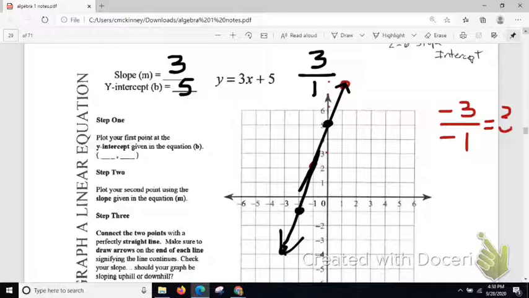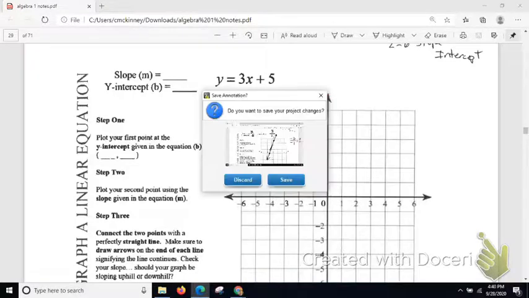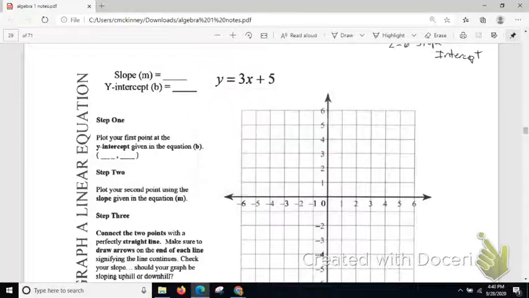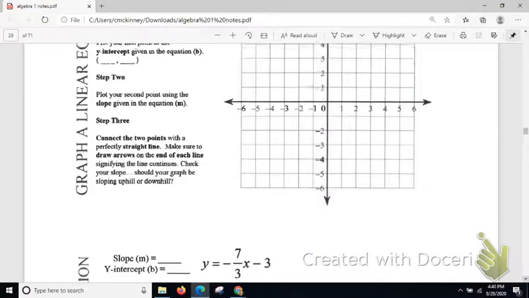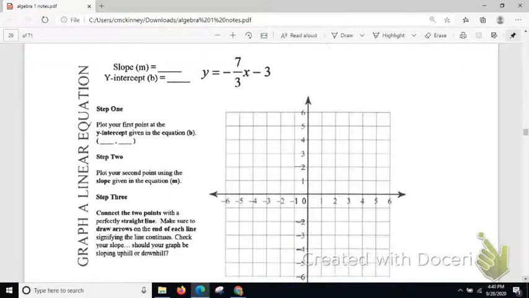So to get positive slope, what I want to do is go up and to the right. But I can also go down and left, and that would still make the slope positive. So this one, my slope is negative 7/3. So that's my m. So if they just ask me for slope, negative 7 over 3.